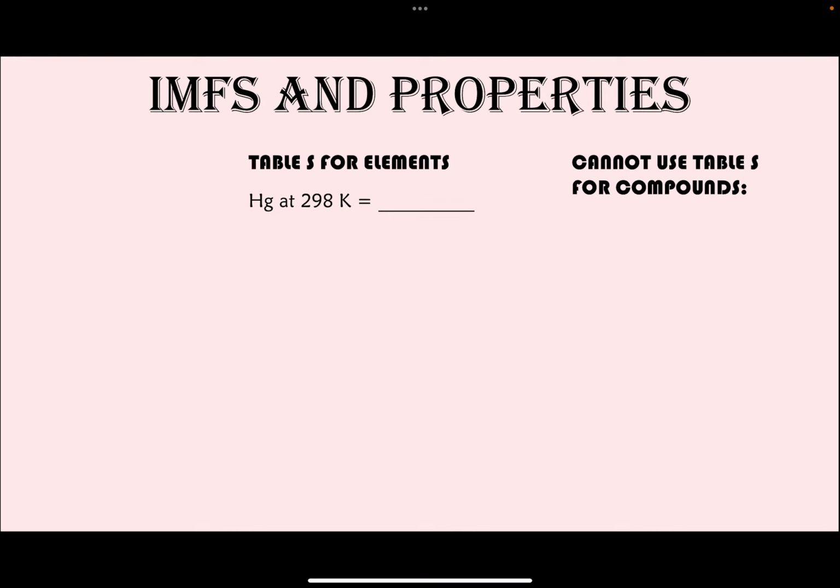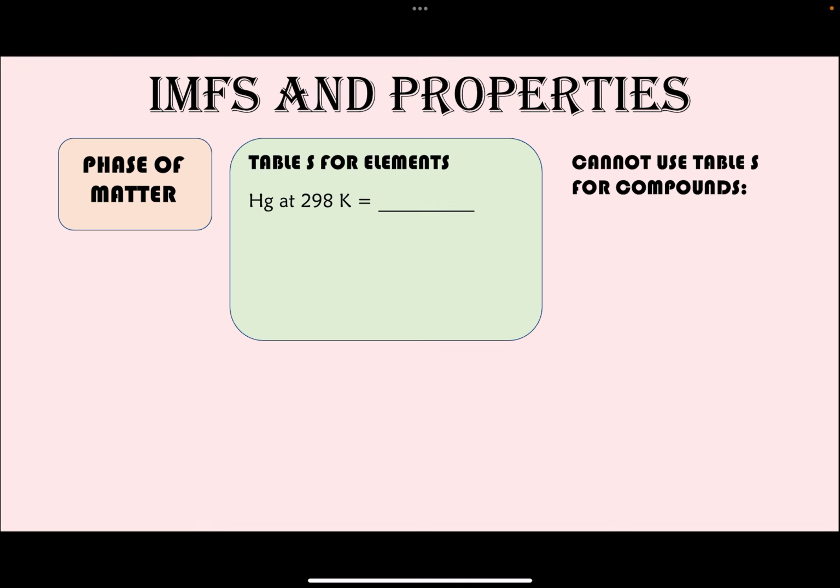Okay, so let's talk about the intermolecular forces and how they impact the properties of the compounds. First of all, let's talk about the phases of matter. We can use Table S if you want to determine the phase of any substance at a specific temperature. So let's say I'm asking you to find the phase of mercury at room temperature, which is 298 Kelvin. You're going to go to Table S and look at the melting and boiling points of mercury. And if your given temperature, which in this case is 298 Kelvin, is less than the melting point, that means at this temperature, mercury is a solid, meaning it has not started melting yet.